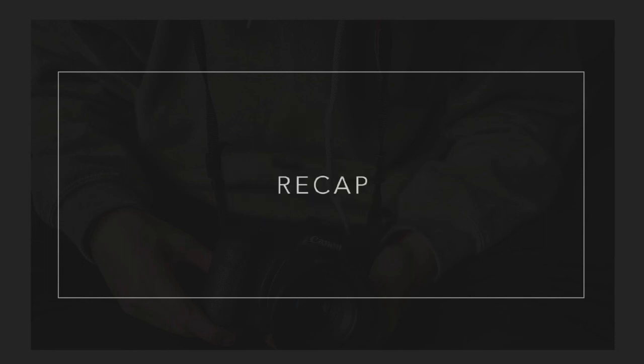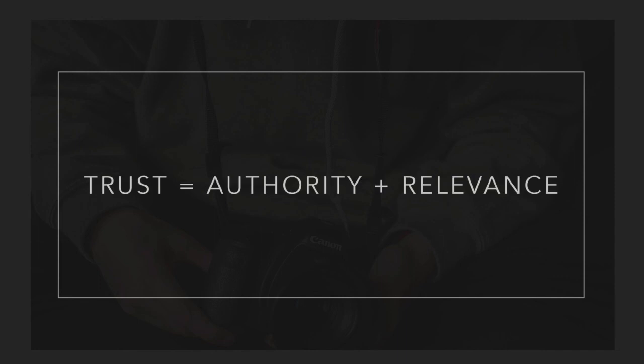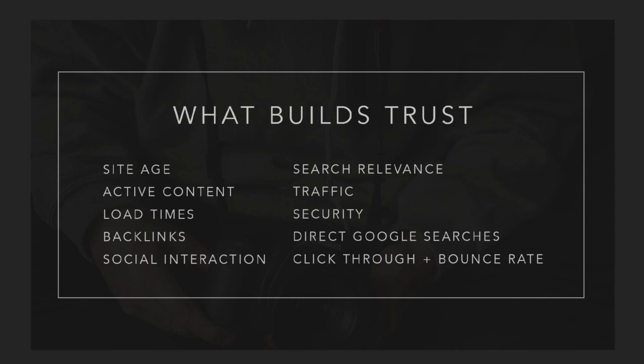So to recap everything we covered in this module, ranking comes down to trust. That's all it is. If Google trusts your website, you have authority and you have relevance, Google is going to rank your site. It's as simple as that, guys. So here are the 10 keys to trust. Remember, we've got site age, active content, load times, backlinks, social interaction, search relevance, traffic, security. You get it. There's a lot to go through in here, but we're going to cover each of those individually. It's going to be great.